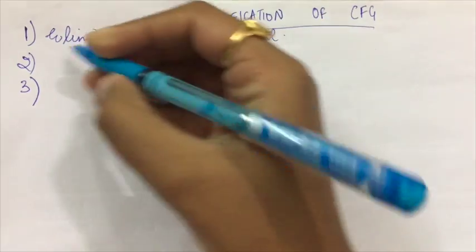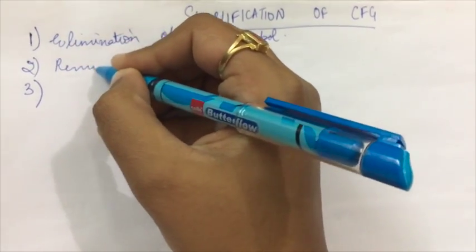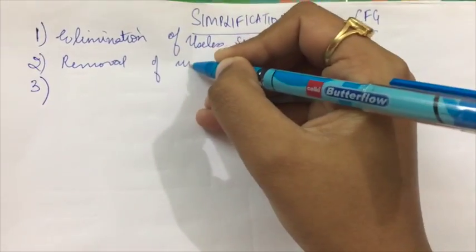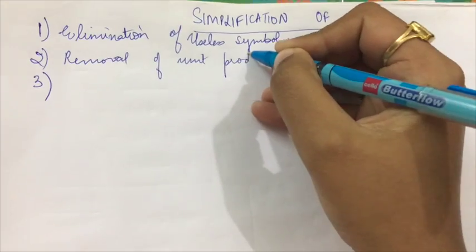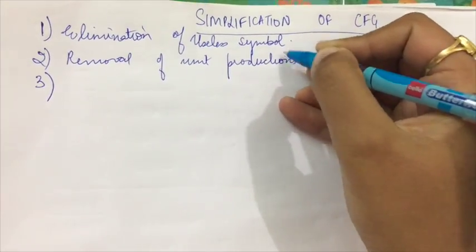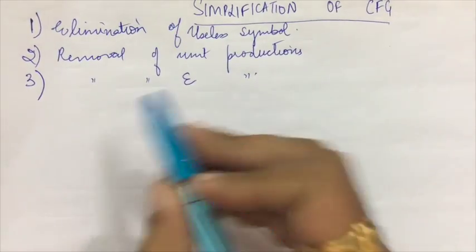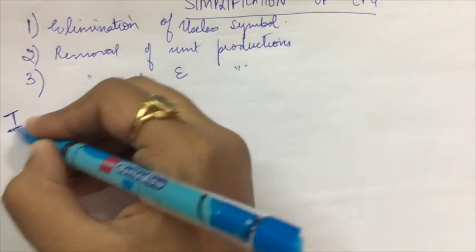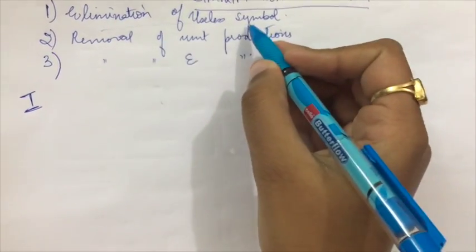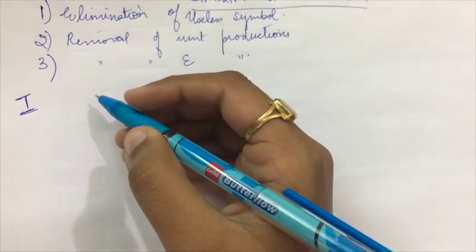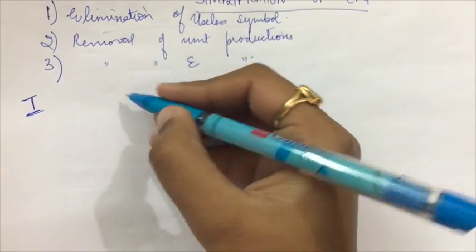Then secondly, we have removal of unit productions, and thirdly we have removal of null productions. Okay, so we will discuss these one by one. Firstly, we talk about elimination of useless symbols. Okay, so we take this with the help of an example.